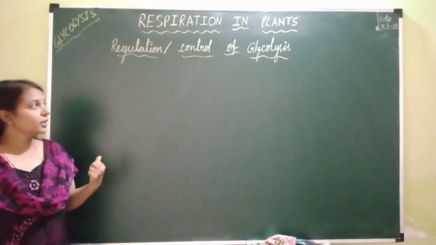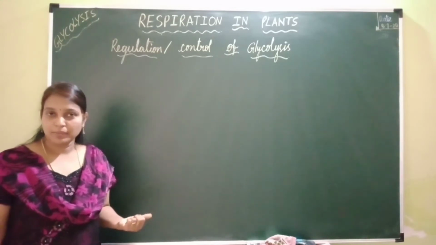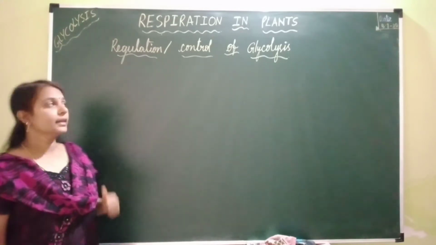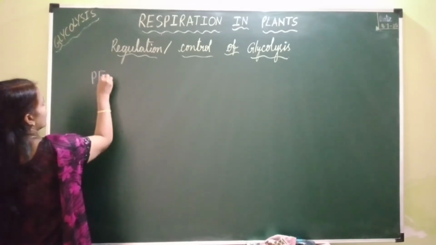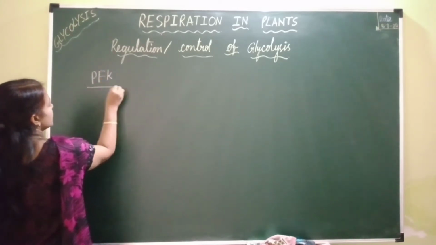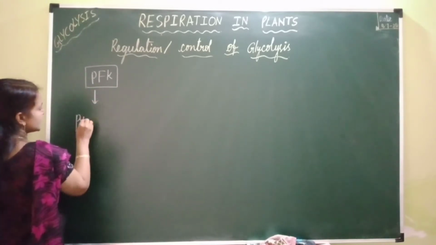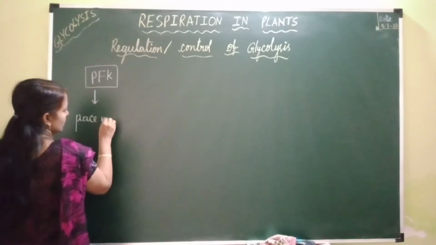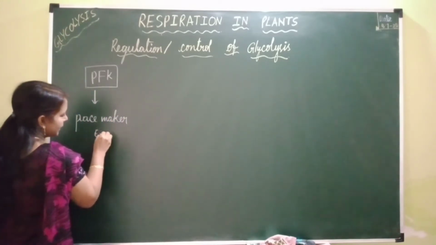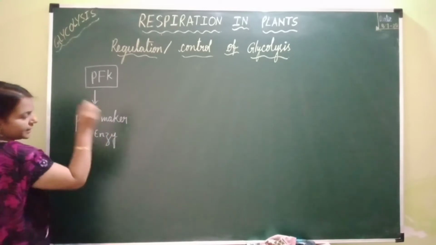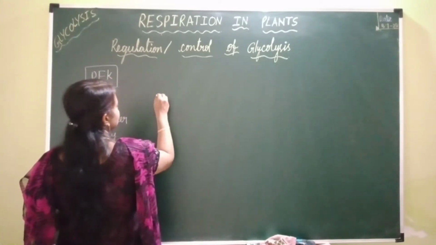Now let's study regulation or control of glycolysis. So this pathway, the glycolytic pathway, is controlled or regulated by an enzyme, PFK, phosphofructokinase. This enzyme phosphofructokinase is also called the pacemaker enzyme of glycolysis, which is involved in controlling or regulating the pathway. Okay, let's see about this enzyme.